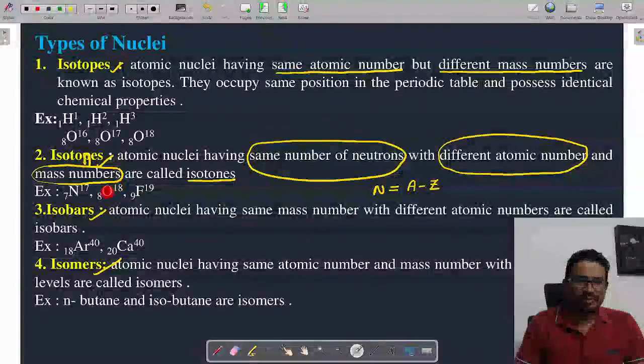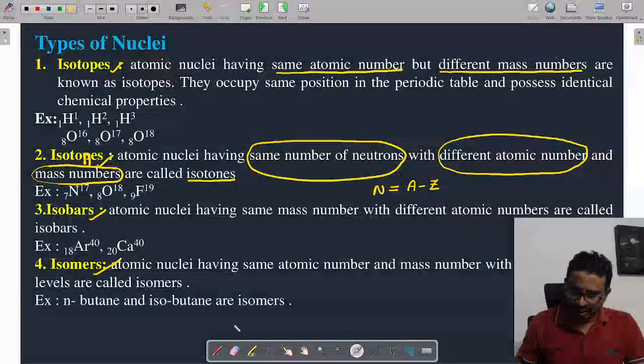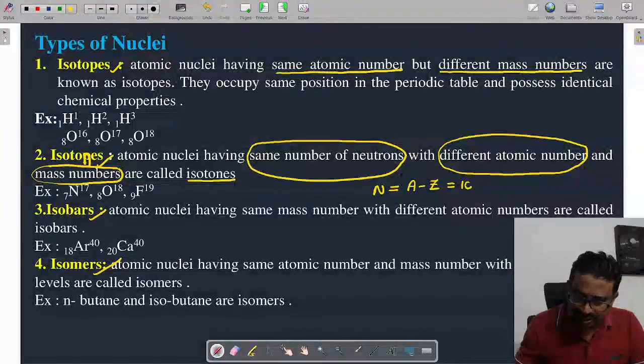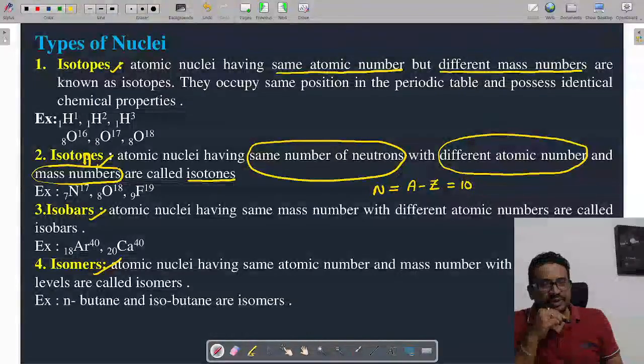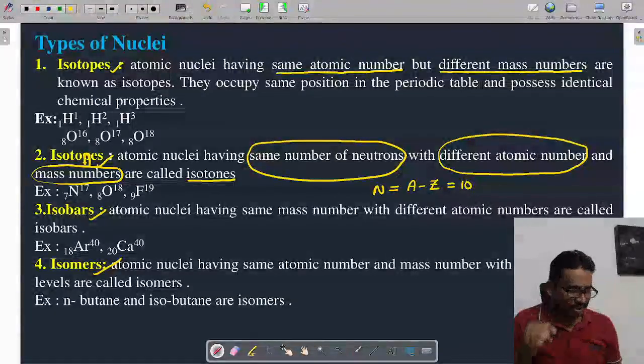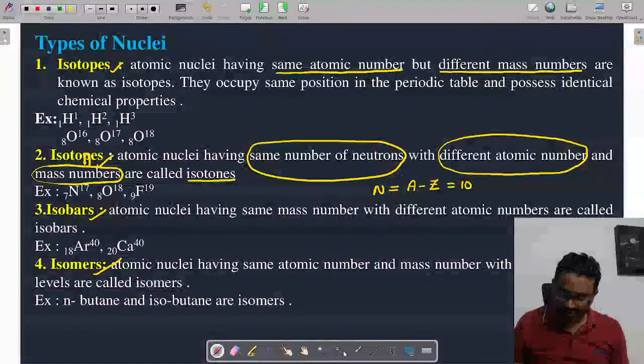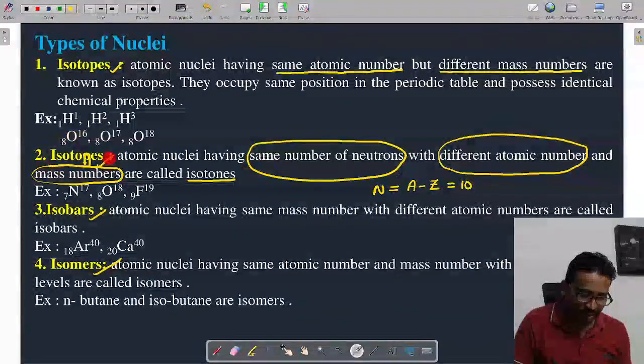How many are there? You tell me. 10. So 19 minus 9, how many are there? 10. In all the cases, how many neutrons are there? 10 neutrons are there. So this type of nuclei is called what? This type of nuclei is called isotones.